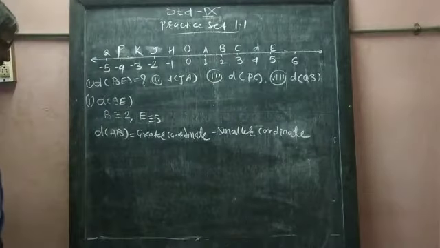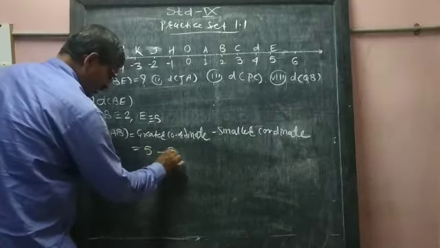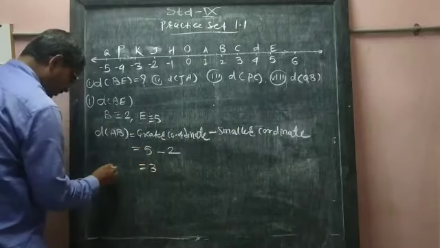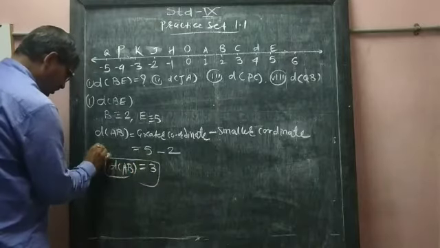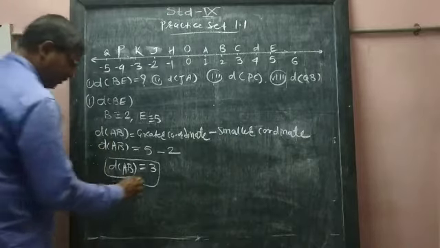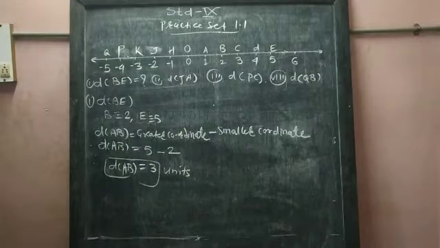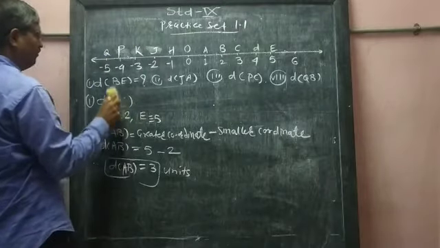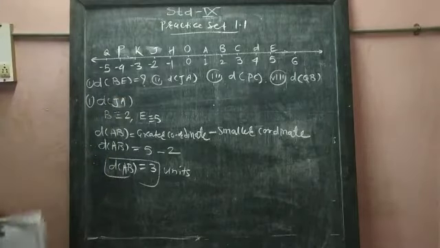Now what is the greater coordinate? The greater coordinate is 5. The smaller coordinate is 2. 5 minus 2 is 3. So what is the answer? Distance BE is equal to 3 units. You may write units here. So it is very simple. Now we will find the next question, JA. What is the distance? The second question is JA. Now you can also solve.